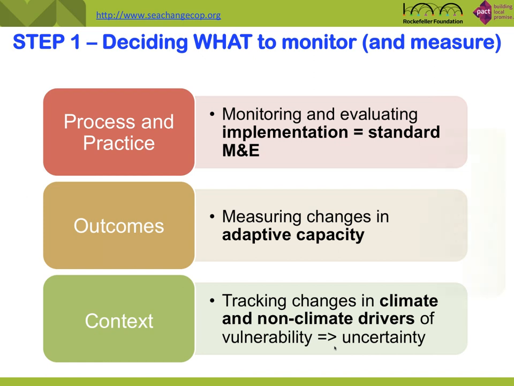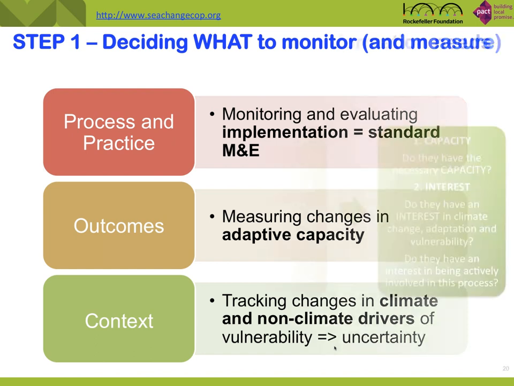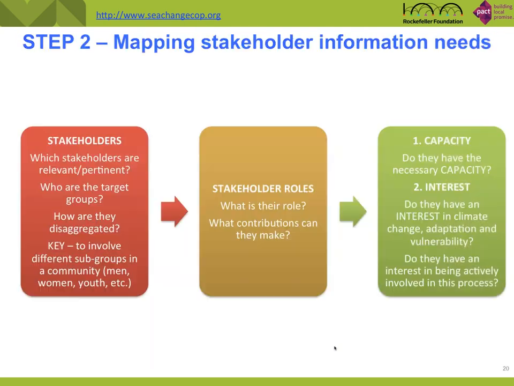The second step is, in other words, after you know what you want to measure, you need to figure out who needs what type of information. And this brings us to the second step of the PMERL M&E plan. This is where you essentially map the stakeholder information needs. Yet before you can identify the information needs, you first need to figure out who should be involved. In other words, who are the stakeholders that we want to engage, and also what are their roles, because they can be more or less proactive, they can be engaged at different levels, they can be engaged in different stages of the processes, and it's something you have to be clear in your mind about.